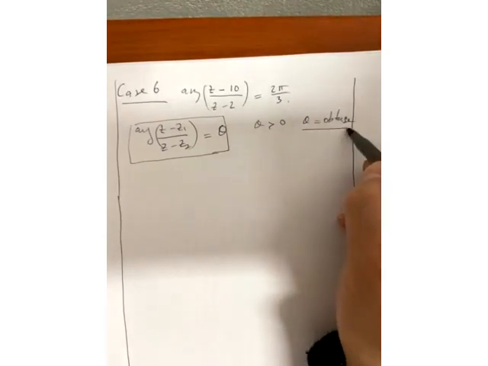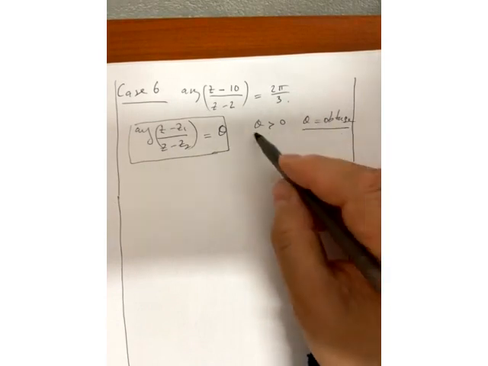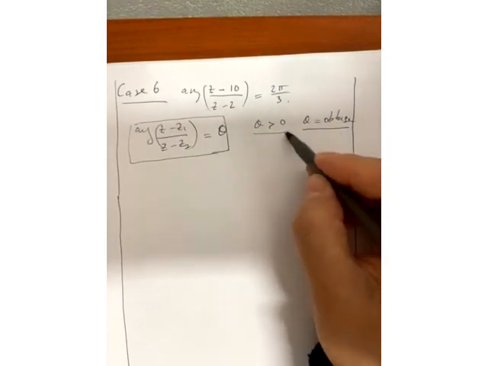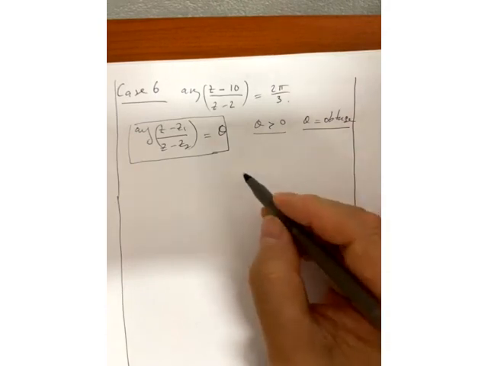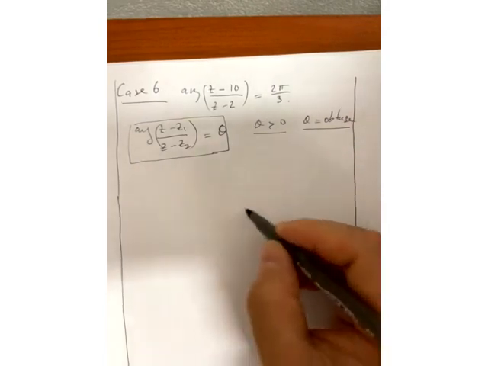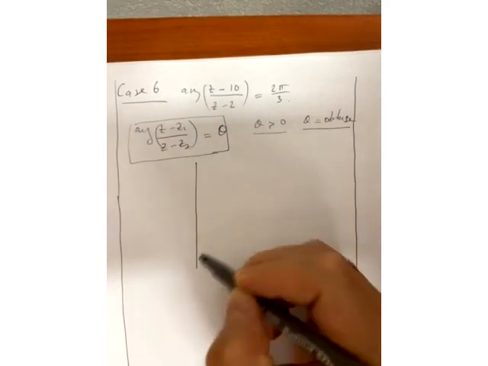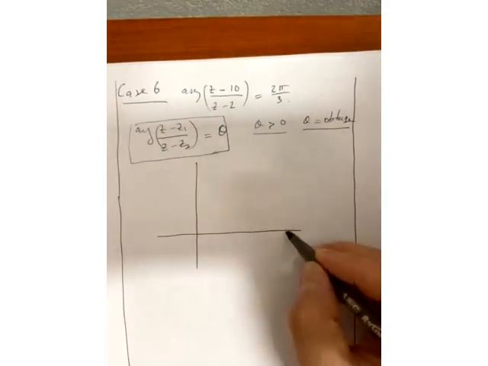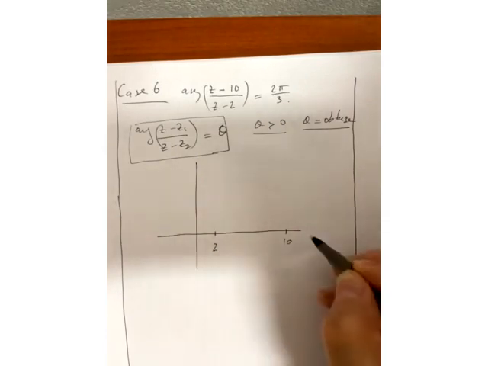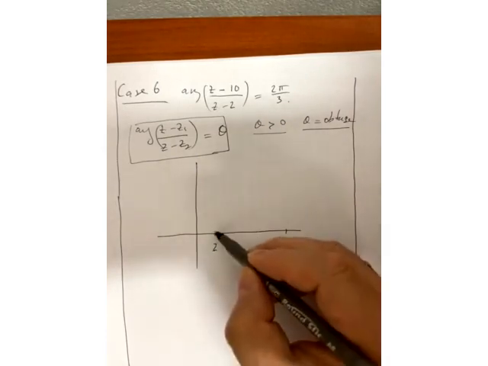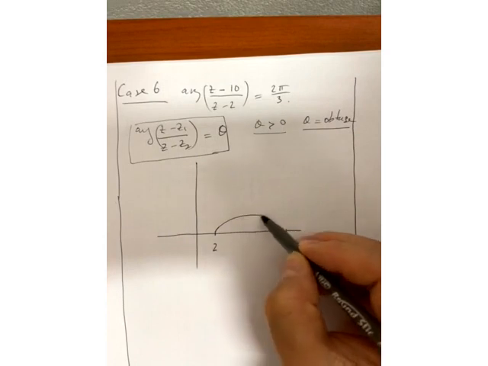And in this case, because it's obtuse, it's a minor arc. The angle is positive, so it's above the interval. And so it looks like this. 10 is over here, that's Z1. 2 is over here, that's Z2. It's a minor arc, so it's an arc joining that.